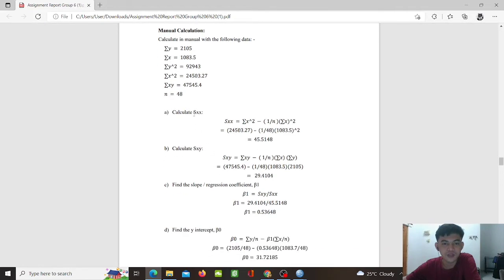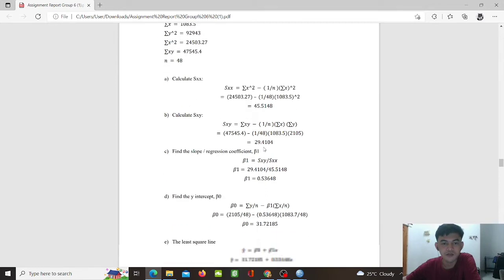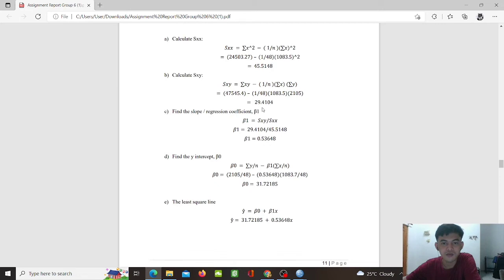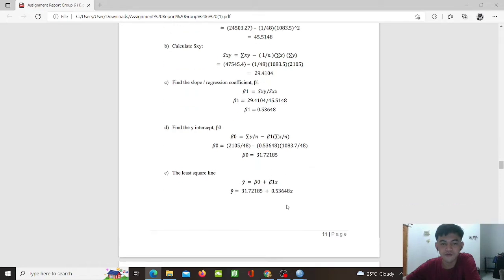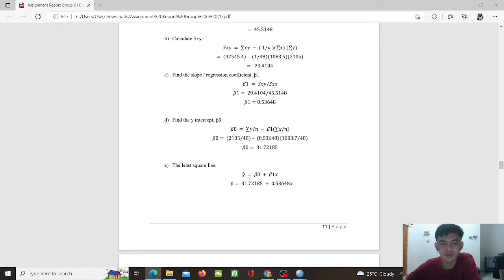For Sxx we get 45.5148. For Sxy we get 29.4104. At the end we get beta 1 is 0.53648, and beta 0 is 31.72185. So the equation for our least square line is y equals beta 0 plus beta 1 x.